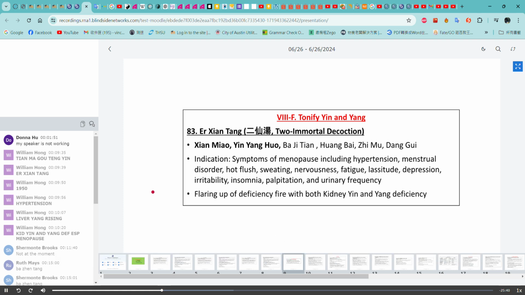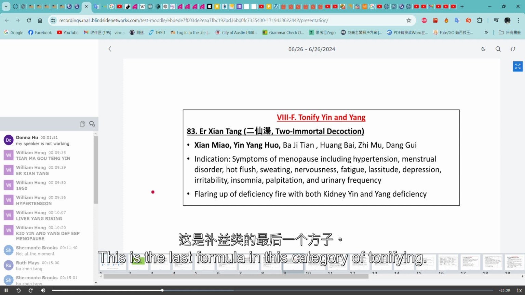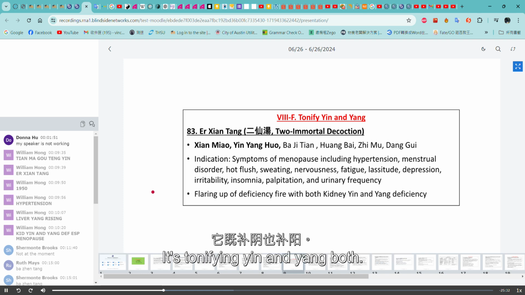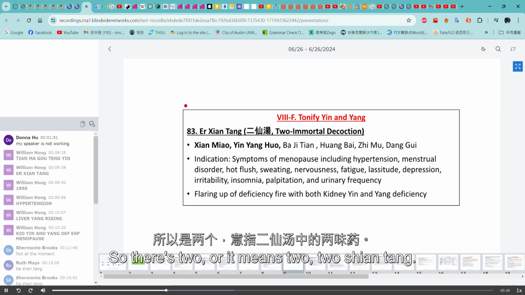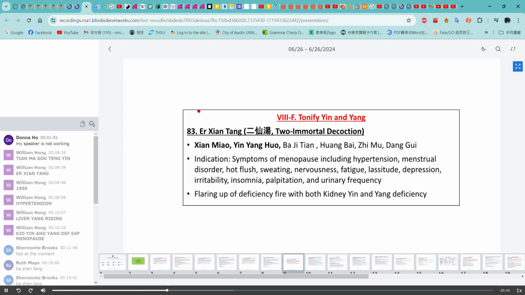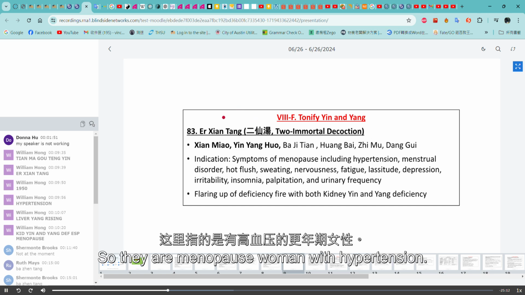So yeah, this is the last formula in this category of tonifying yin and yang both. Er Xian Tang: Xian Mao, Xian Ling Pi, which is Yin Yang Huo. The "Er" means two Xian, two immortals. And the Ba Ji Tian.